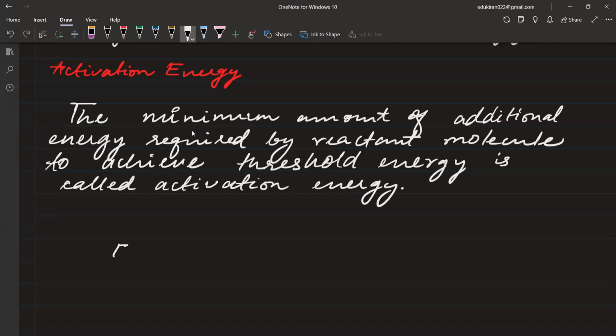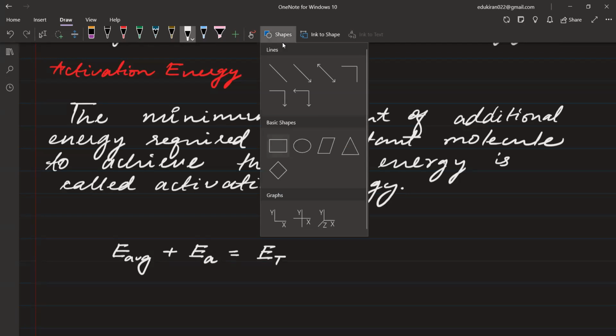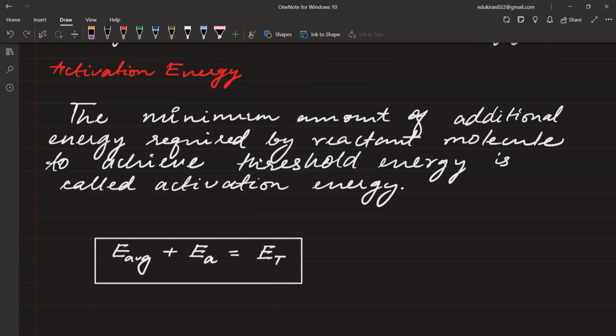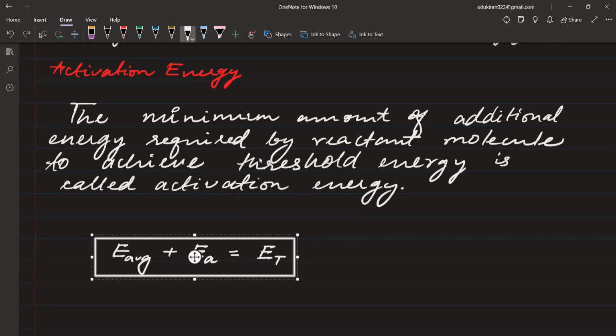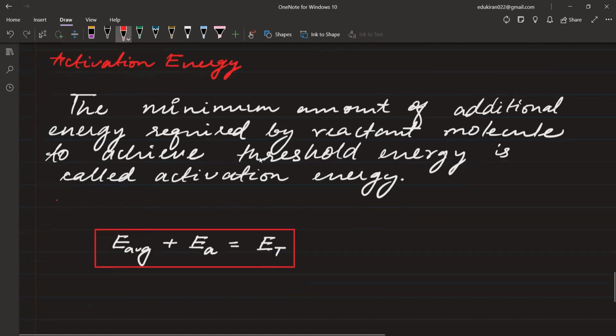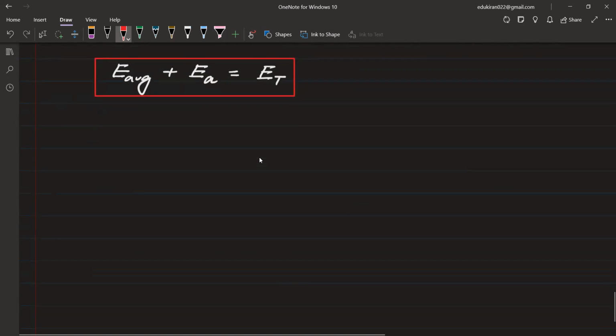So the reactant species will have some average energy. When you give that additional energy, the activation energy, this will result in the complete threshold energy. This is ET, that is threshold energy. Okay, after this, progress of reaction.